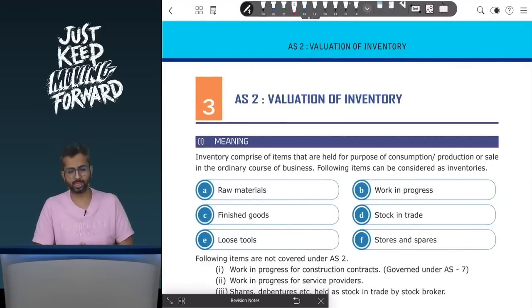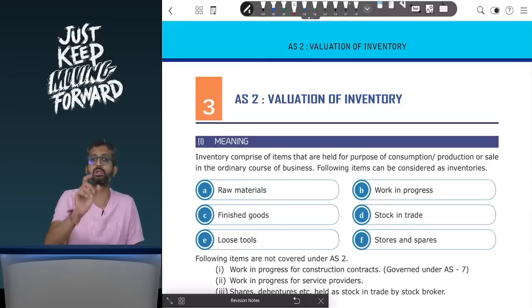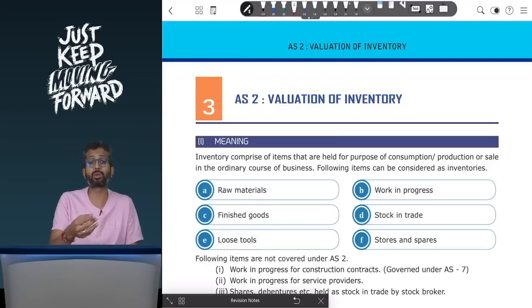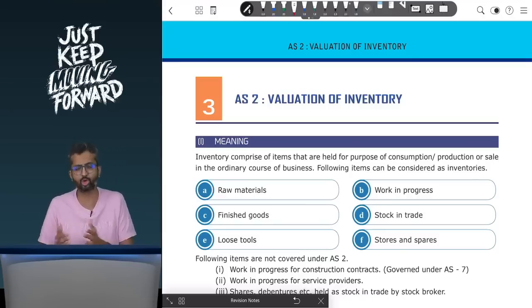Next you go to AS2. This is a standard on inventory. I would put this to be a slightly more important standard as compared to AS1. So when you're looking at the inventory standard, what gets covered under inventories? Well, items that you're holding for the purpose of sale or for the purpose of consumption in the ordinary course of business are going to be covered over here.